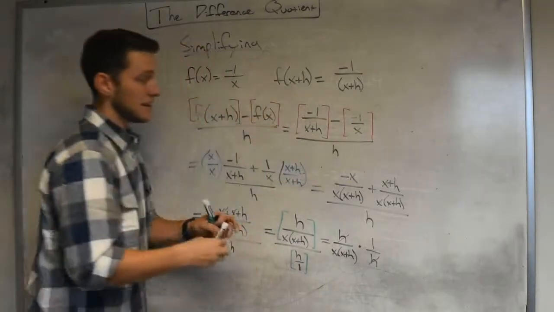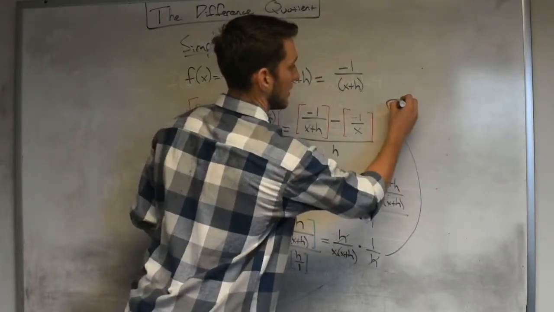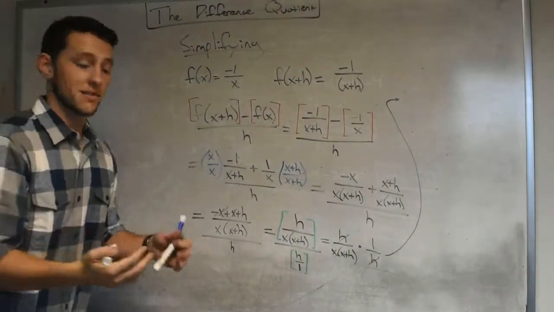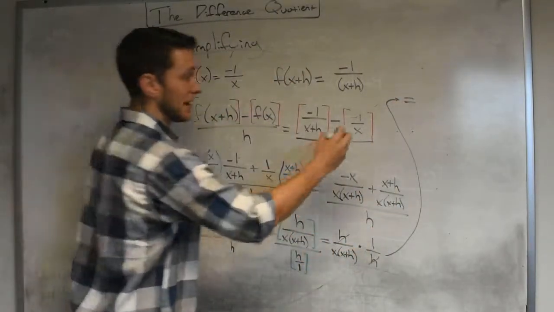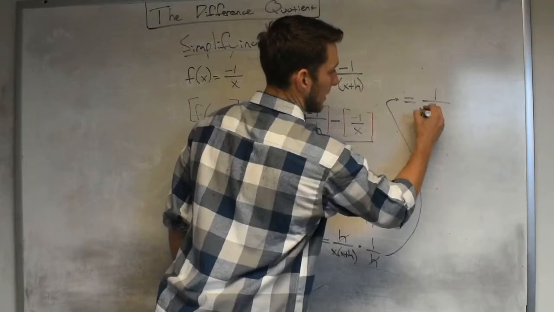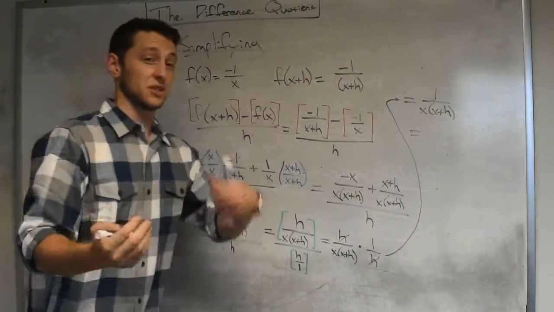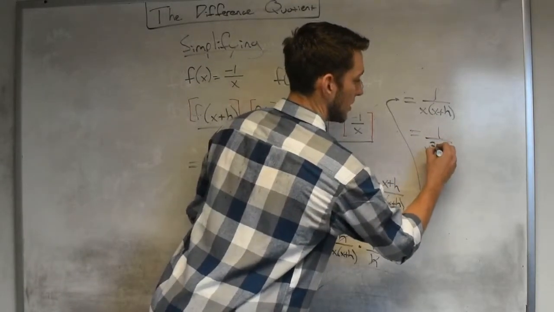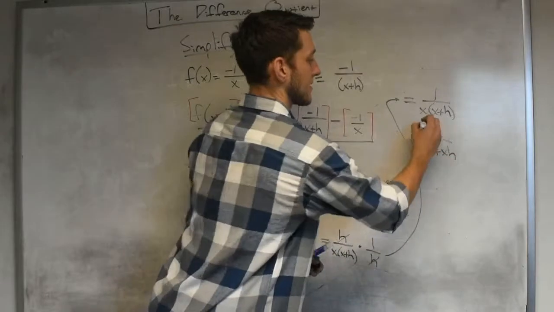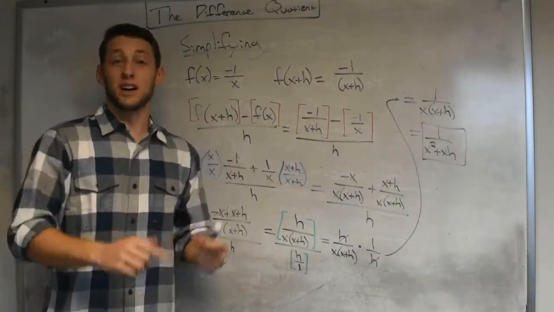So last but not least, if I may, bring it up here a little bit. Our answer, therefore, will be 1 divided by x times x plus h. Or, if your teacher likes you to simplify beyond this, 1 over x squared plus xh. Box it, marker drop. We're done.